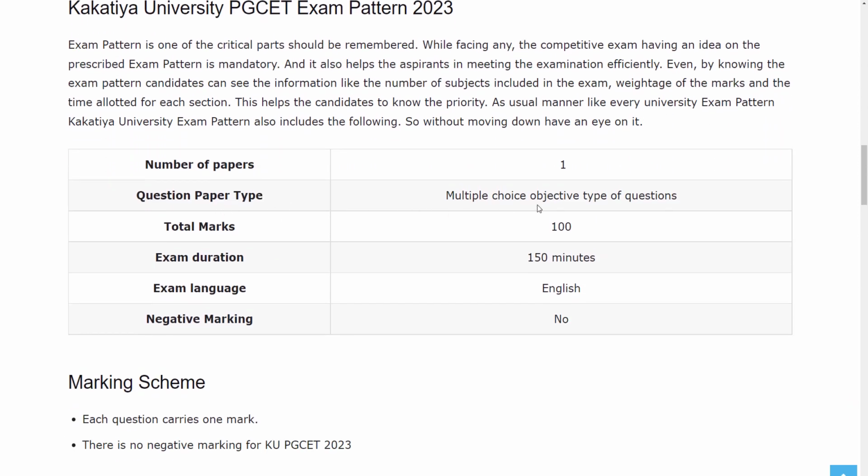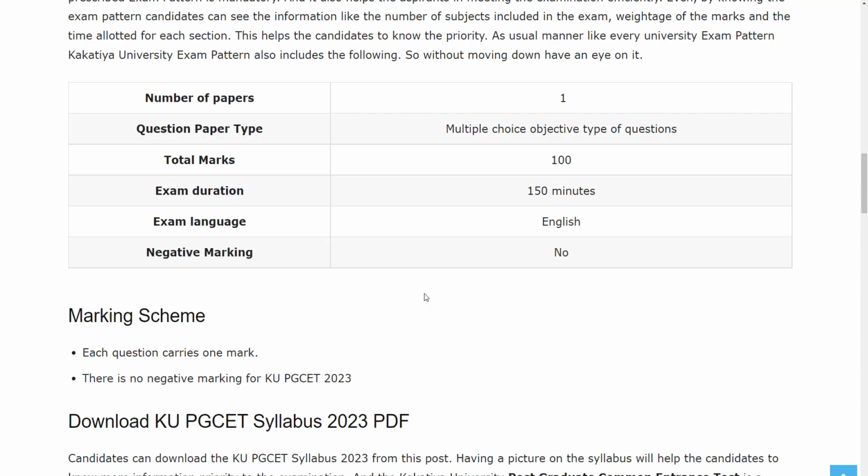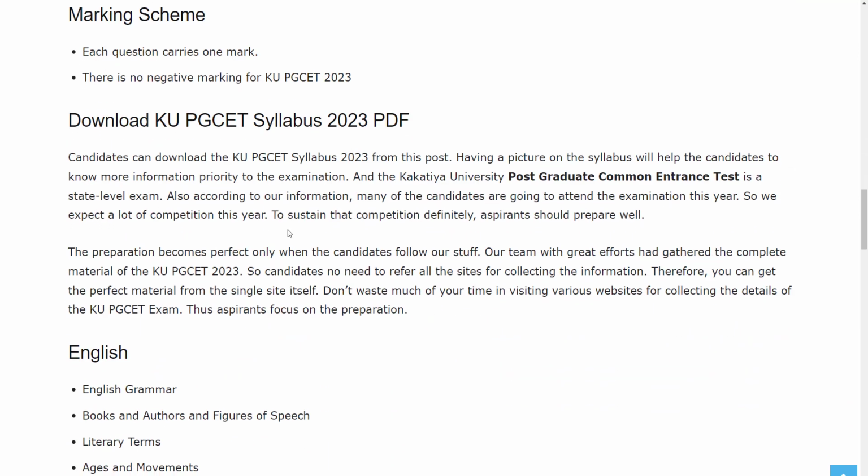Let's see the exam pattern. Question paper type is multiple choice objective type questions and exam is total of 100 marks. Duration of the exam is 150 minutes. No negative marking for each wrong answer. Each question carries 1 mark. Let's see the exam syllabus.